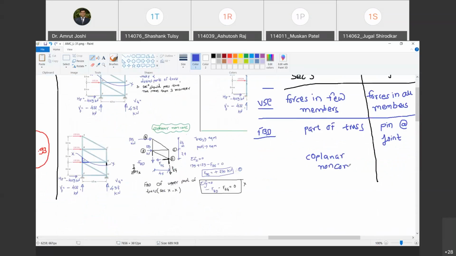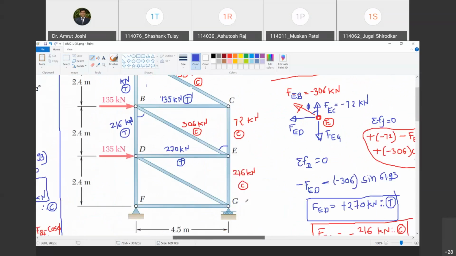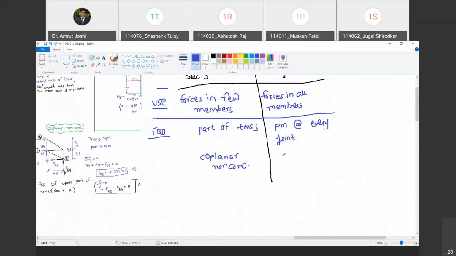Happy? Yes, sir. Whereas in method of joints, what kind of force system do I get? I always get a concurrent and coplanar force system. Do you agree? Yes, sir. So I get a coplanar and concurrent force system. This is the second point in the free body diagram itself.